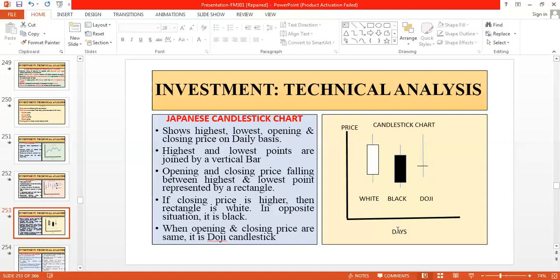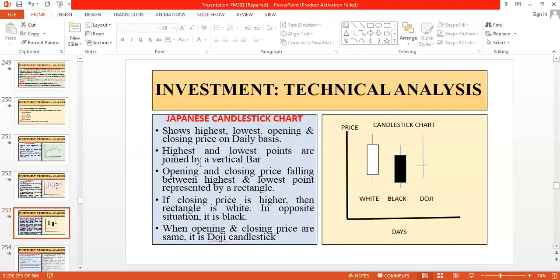As usual, days will be measured on the x-axis and price on the y-axis. So the Japanese candlestick chart shows the highest, lowest, opening and closing price on a daily basis. So all information is available in a single candle. The highest and lowest points are joined by a vertical bar. So this bar indicates the highest and lowest point. Now, just see, the bar has two colors. One is black and another one is white.